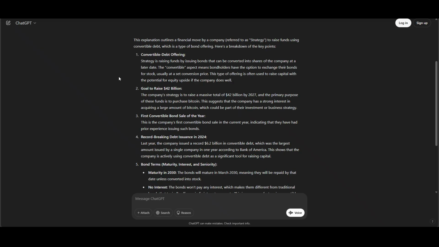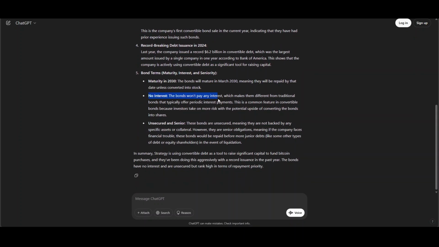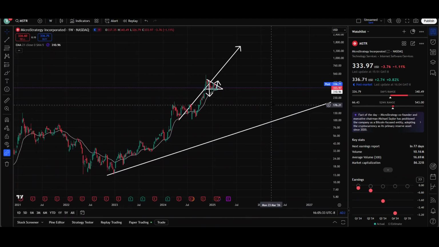And if you're not sure what this is, you can always ask ChatGPT, what is a convertible debt offering? Strategy is raising funds by issuing bonds that can be converted into shares of the company at a later date. The convertible aspect means bondholders have the option to exchange their bonds for stock, usually at a set conversion price. This type of offering is often used to raise capital with the potential for equity upside if the company does well. And then it just goes over the goal, record-breaking issuance, bond terms, no interest. Again, is it different from a traditional bond? This is a common feature in convertible bonds because investors take on more risk with the potential upside of converting the bonds into shares. That basically explains it pretty well, what they're planning on doing.